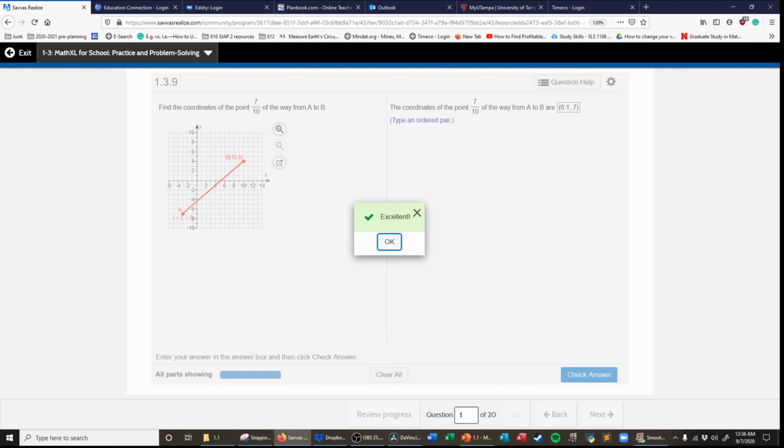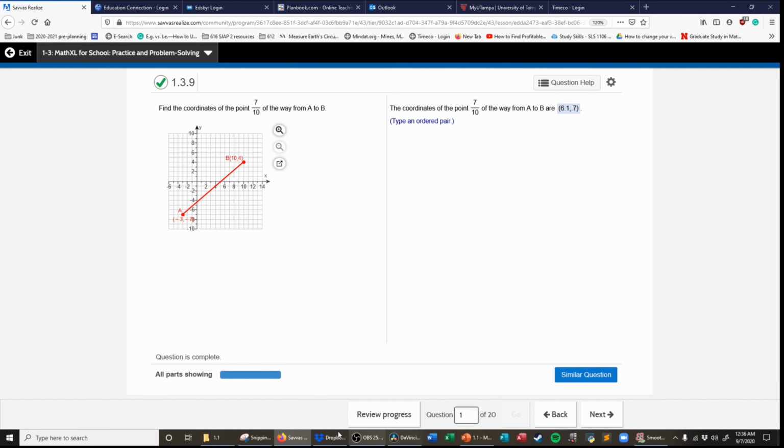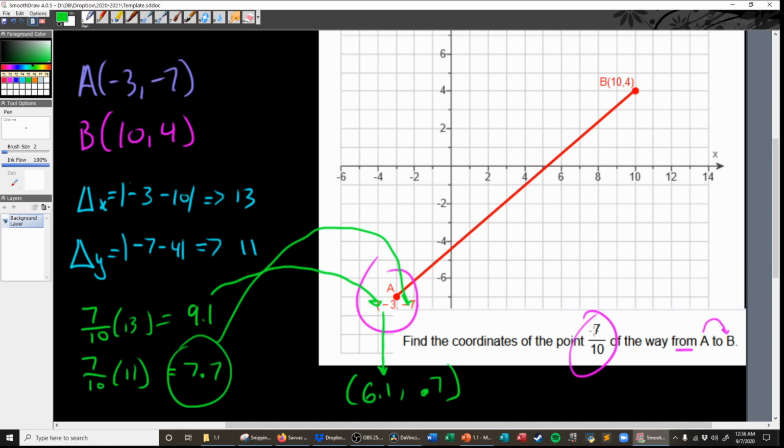Well, all right. So, welcome to homework number one on Savas. They will do that to you. So 6.1 and 0.7. So yes, I know I said I was worried that I wasn't right, that it was looking worse and worse, but we're going to push on.